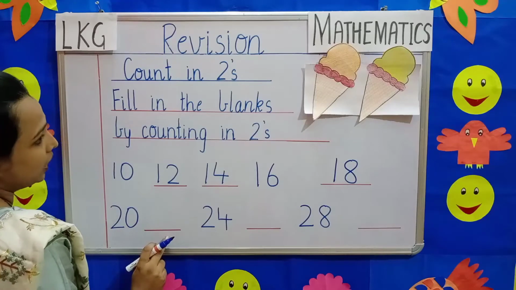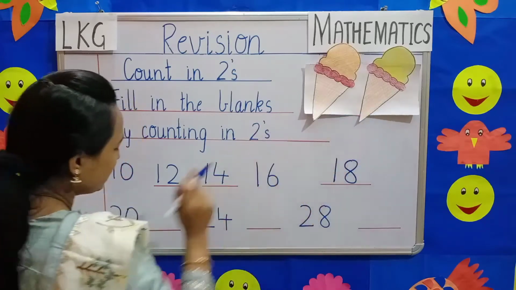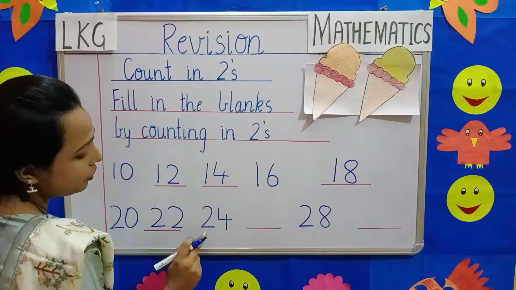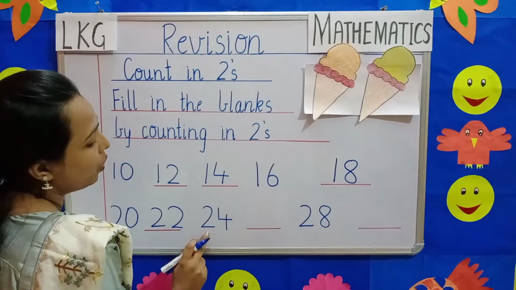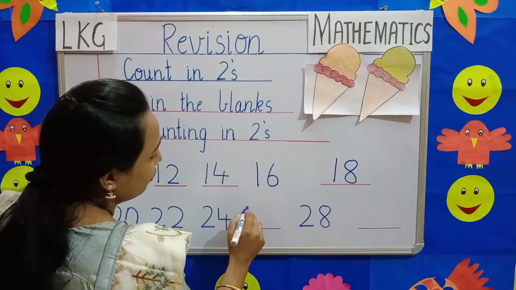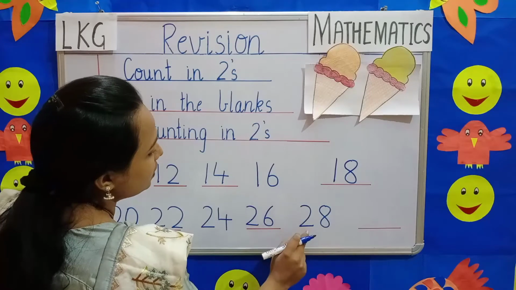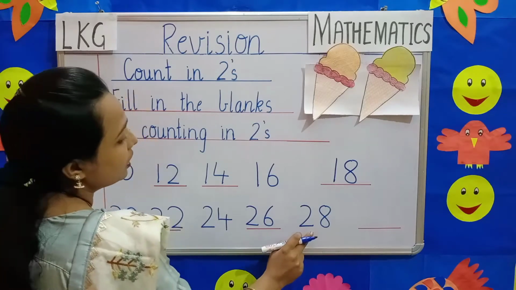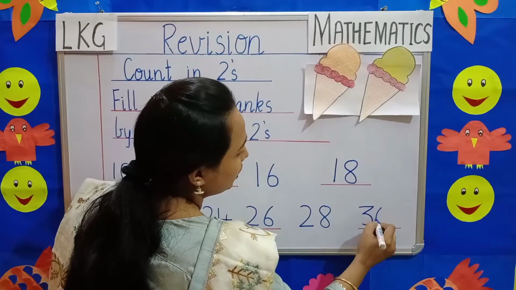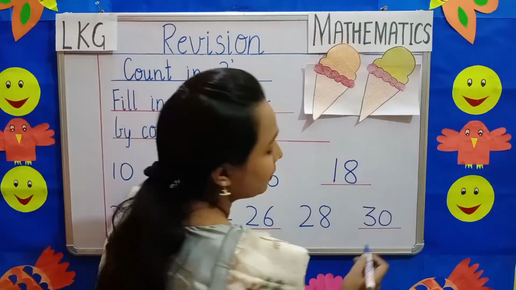After 20, again we skip one number, that is 21. And then we take 22 as our answer. Very good. Now, after 22, children, you see 24. After 24, again we skip 25 and we take 26 as our answer. Now after 26, 28 is already given. And now after 28, 30. We have skipped the number 29 and written 30 here.